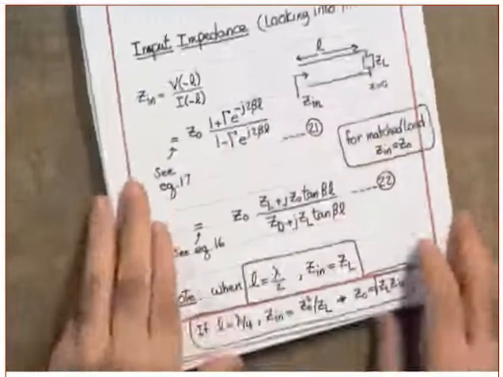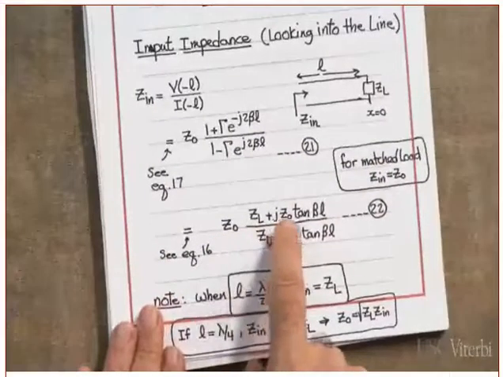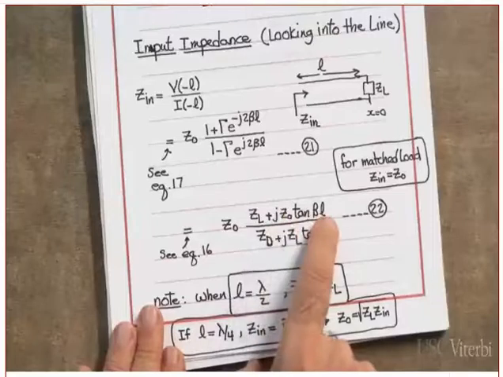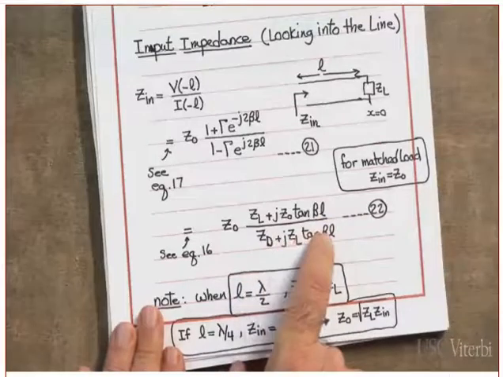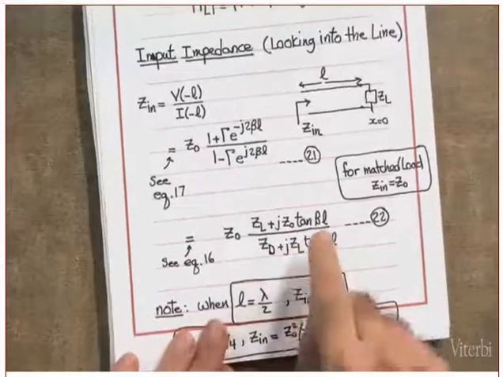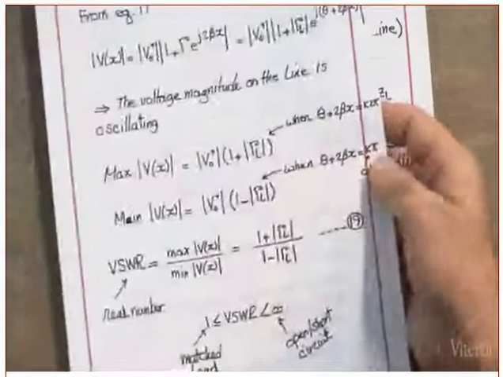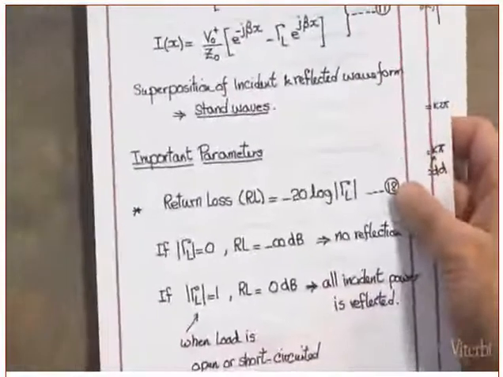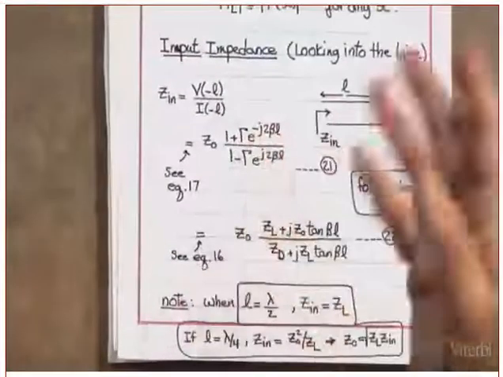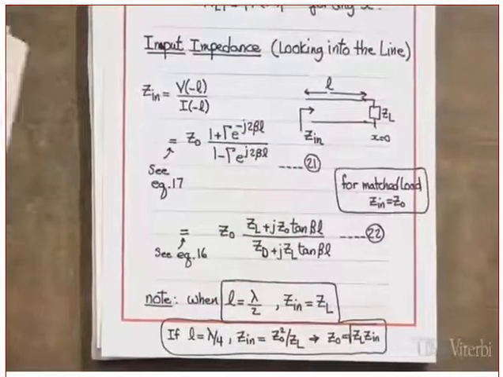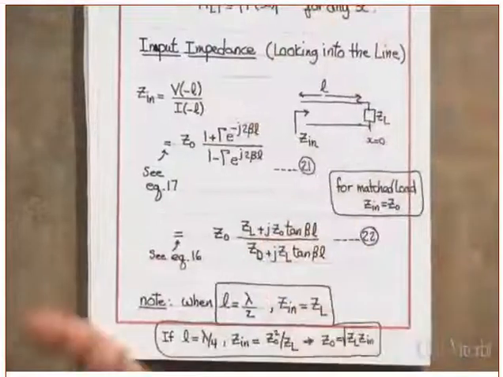So this is what I get. Zin equals Z naught times ZL plus j Z naught tangent beta L, divided by Z naught plus j ZL tangent beta L. Clear? Now you might say, where in the world did the tangent come from? This is just a simple equation. Instead of this e to the minus j, you write it as cosine minus j sine. And you do some manipulation, you end up with sine divided by cosine, which is the tangent.